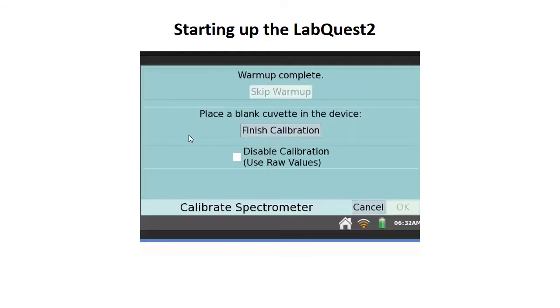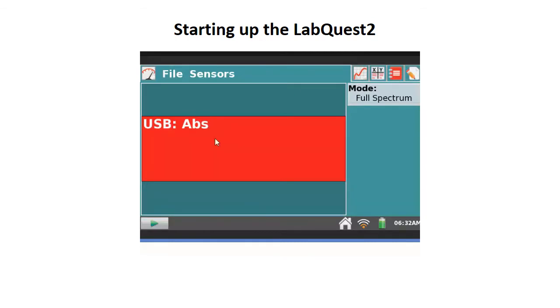It says finish calibration. Just leave it empty. Don't put anything inside the chamber of the SpectroVis Plus. Just tell it, okay, I'm going to finish my calibration. And it should come back and say okay pretty quickly, and we should be all set. So I'll tell it okay, like that. Now we're all set. We're calibrated.